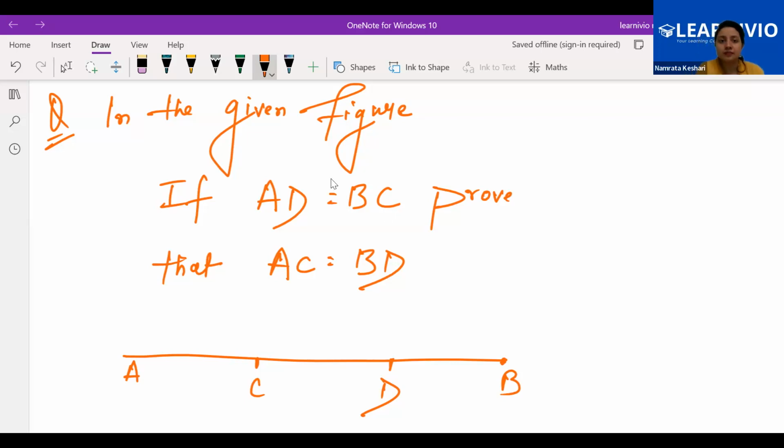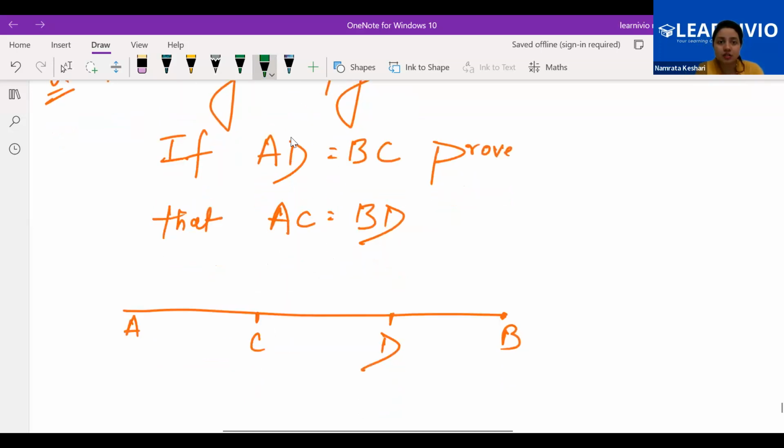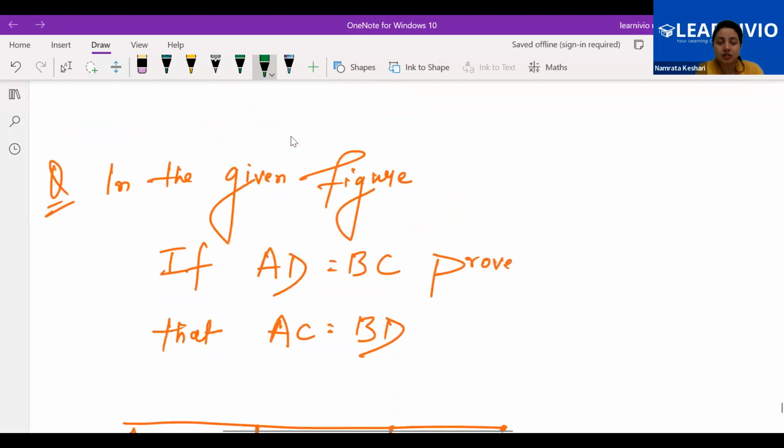Yes, anyone? Third axiom. Okay, let's do it. Yes, third axiom. What is that third axiom? Can anyone say what the third axiom is? If equals are subtracted from equals, the remainders are equal. If something is already equal and you subtract the same term from both sides, the remainders will be equal. That's what the third axiom says.